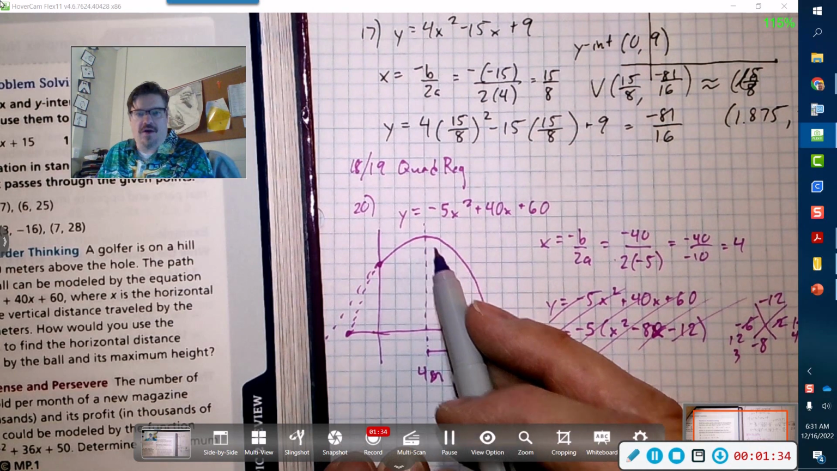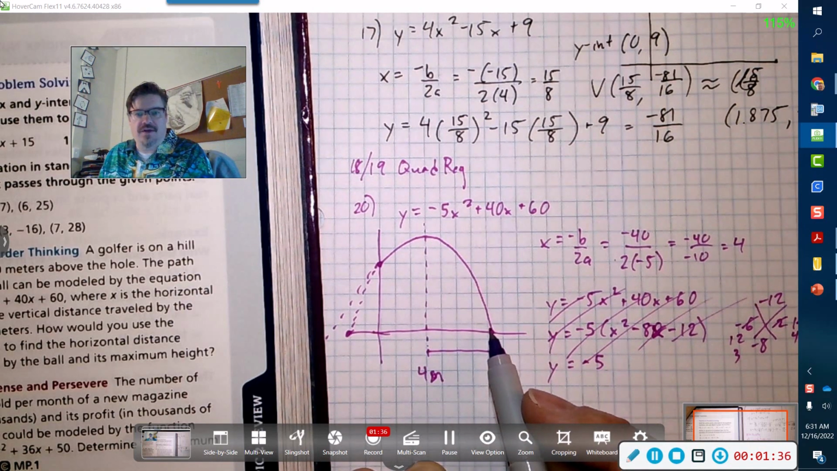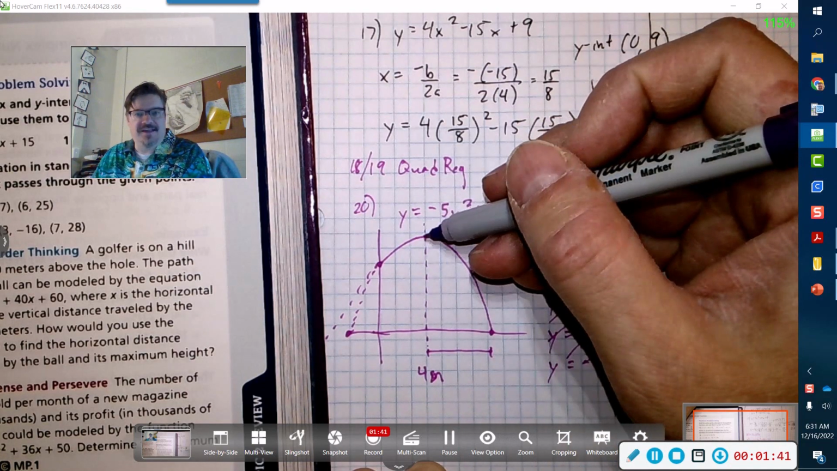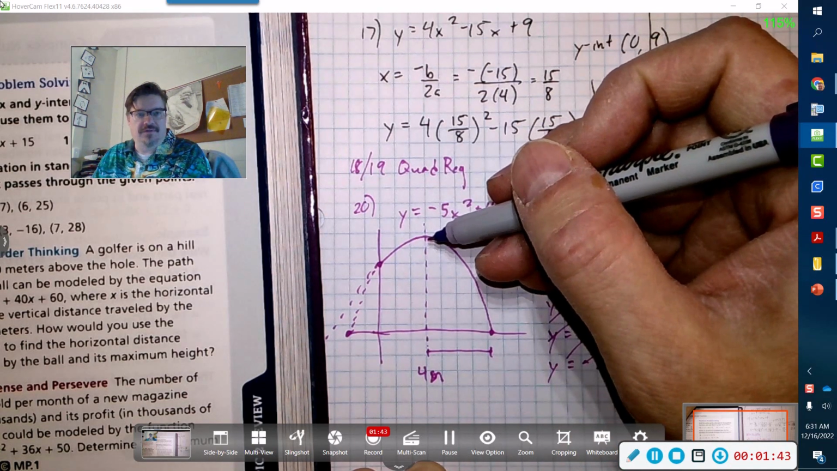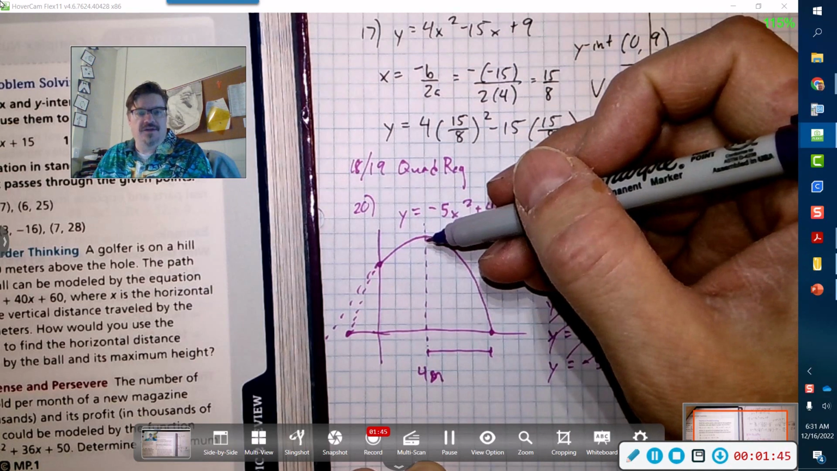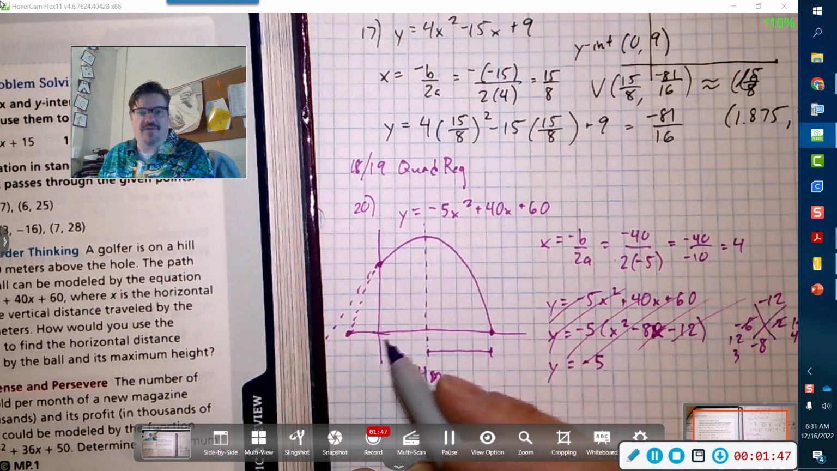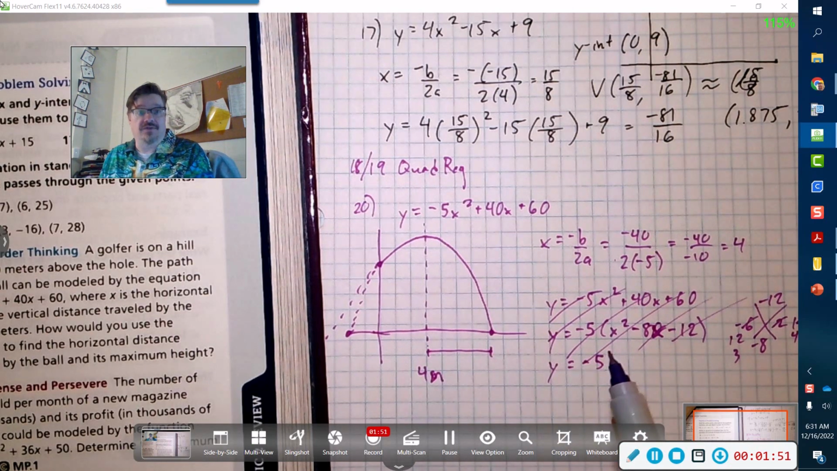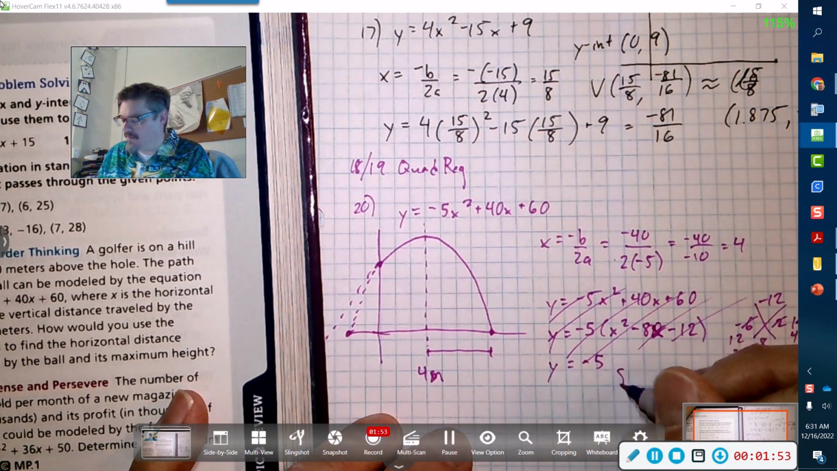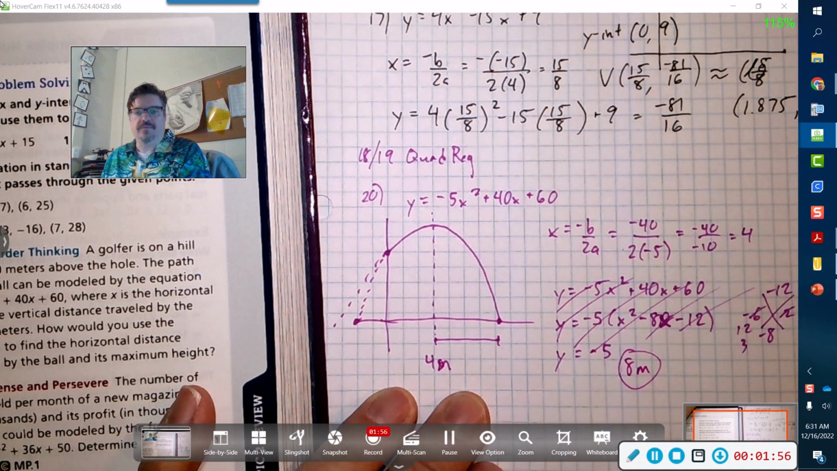So how far has he traveled when he reaches the end? Well, 4 meters is the exact middle of his path. So if I travel 4 meters here and 4 meters here, the total distance is actually 8 meters. So he has traveled 8 meters.